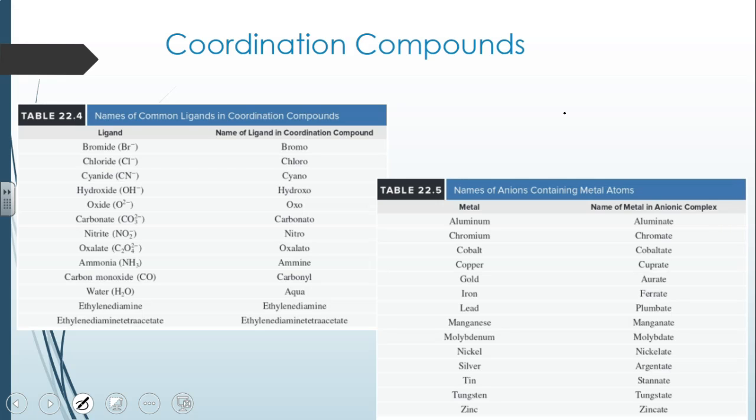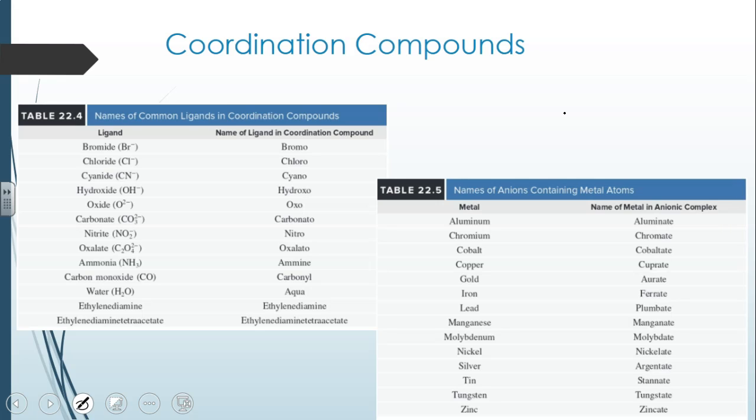So, you know, bromo, chloro, cyano, hydroxo, oxo. So there's all sorts of different things. And again, it's better if you see examples of this, although it's good to have a list of all of these different elements and ligands so that we can figure out the names.